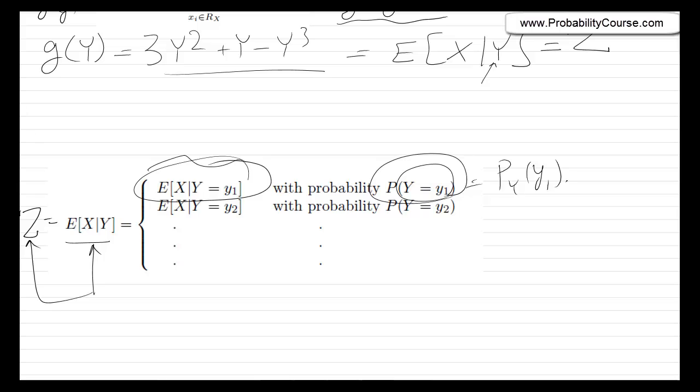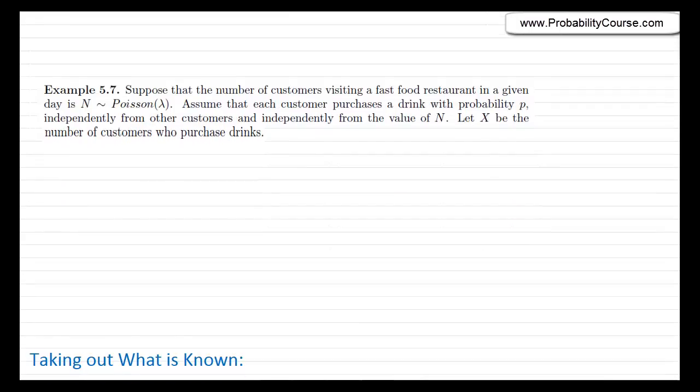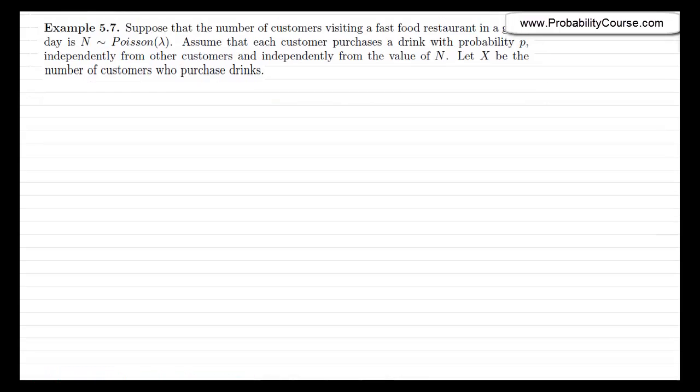To better understand this, let's look at an example that we discussed last time, in one of the previous videos. Suppose that the number of customers visiting a fast food restaurant in a given day is given by a random variable n, which is Poisson with parameter lambda. And we assume that each customer purchases a drink with probability p, independently from other customers and independently from the value of n. And x is the number of customers who purchase drinks, right? So we are interested in this random variable x. So basically x, given that n equals n, is a binomial random variable with parameters n and p.